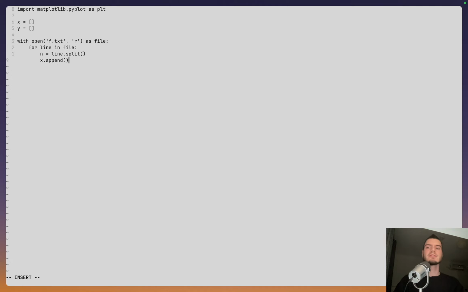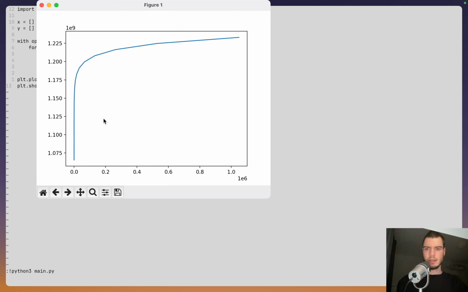So I'm going to do append, create a float from the first element of this string array. And here we're going to take the integer at index 1. And now we should be able to just plot those two arrays and show the plot. Let's try if this works. So this looks very interesting.